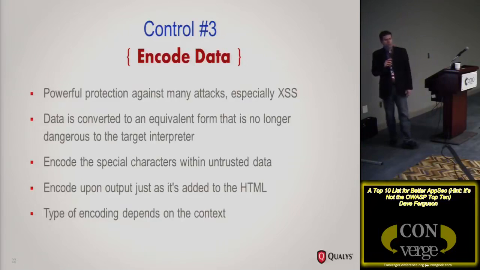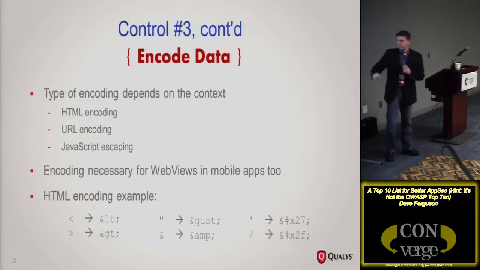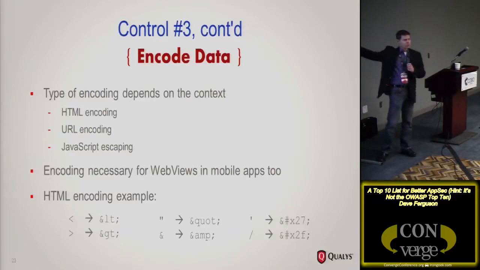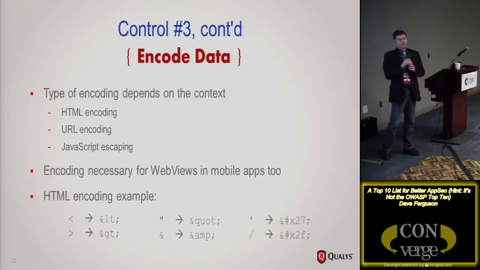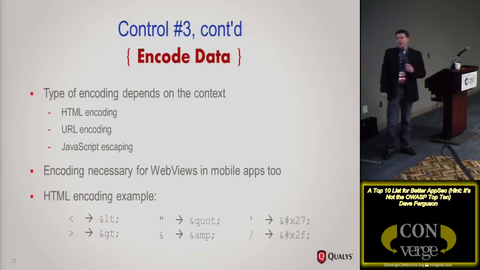It's pretty tricky, though. There are a lot of different types of encoding. Some examples, just in the browser or HTML world, would be regular HTML encoding, and I put some examples of that down here. This is HTML encoding. That's different than URL encoding. If your data is going into a URL, you need to use URL encoding. It's also different than JavaScript escaping. JavaScript escaping is all different syntax.